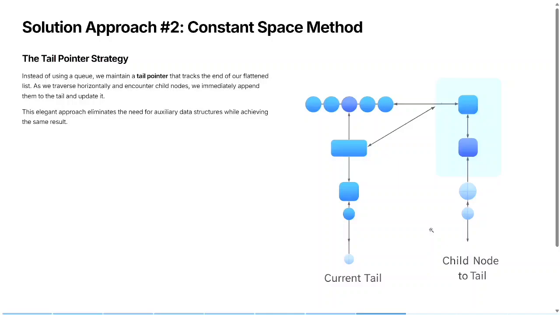Whenever we discover a new group of nodes, a child list, we don't store it in a separate queue. Instead, we immediately direct the people at the back of the line to let this new group join behind them. This method is elegant because it modifies the list as it goes. It requires no extra memory, which gives it a space complexity of O(1). That's just the pointers themselves.